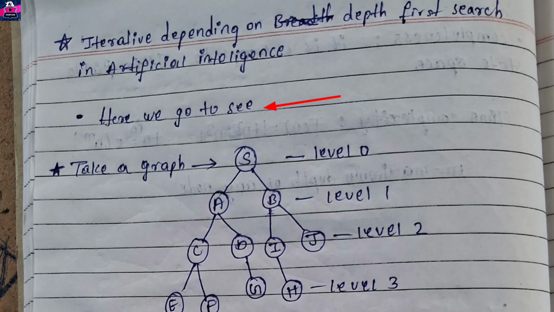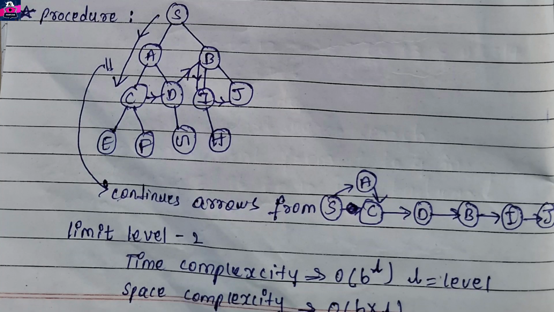Here we go to C. Take a graph like the one showing on screen. As in previous videos, the graph travels from the S root node to other fetched nodes, and they represent levels. From the procedure graph: S to A to C, C to D, D to B to I, and I to J.